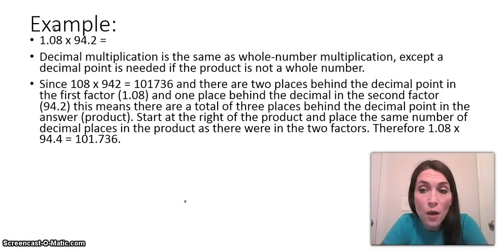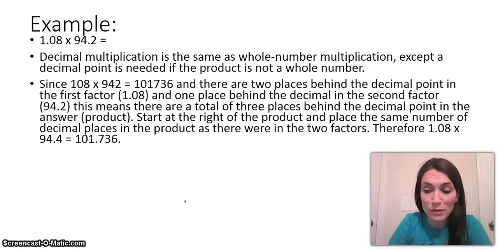So when we look at 1 8/100 times 94 and 2/10, we would get the answer of 101 and 736 thousandths. We had to move the decimal place 3 places. Okay, so this is very similar to what we did in 6-3. We're just going to be working with more decimal places in some of these examples. Okay, let's go ahead and take a look at our first practice problem.